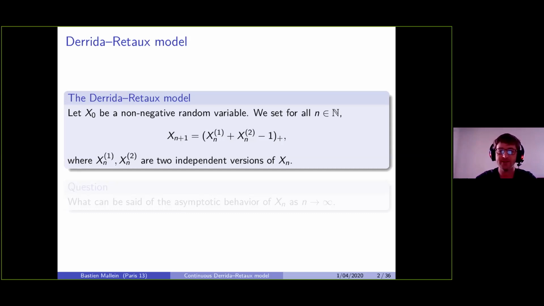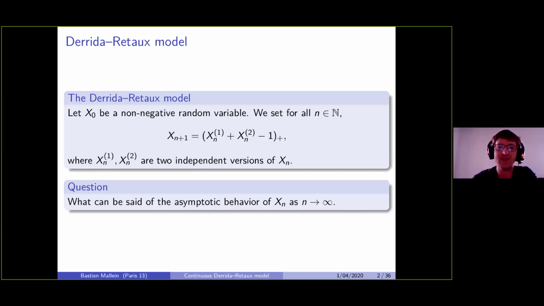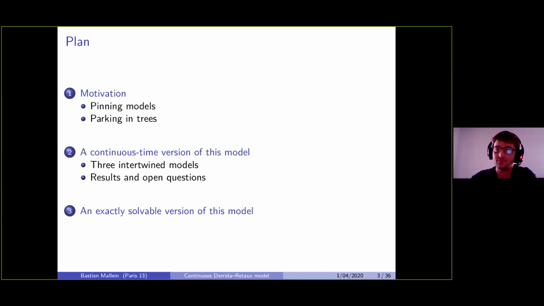And the main question related to the Derrida-Retaux model is what can be said about the asymptotic behavior of X_n as n grows to infinity. Before discussing what we did, which was to introduce a continuous time version of the model, I would like to talk a little bit about the motivations behind this model.